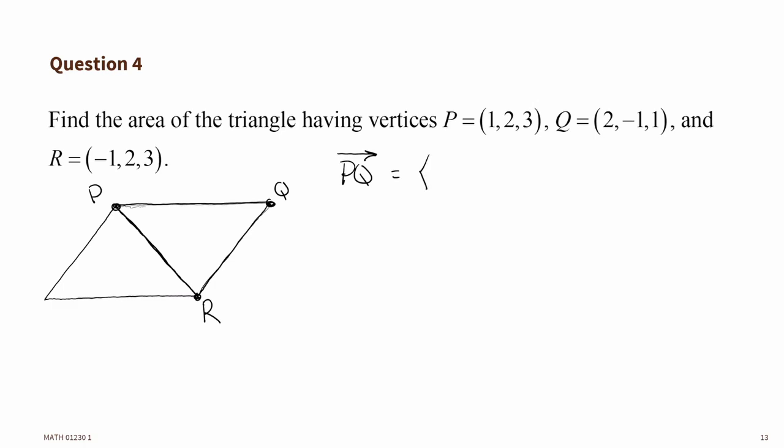PQ. I think I actually did it in my notes. Not that it matters, but I did QP to keep the same initial point. We're going to wind up taking the magnitude anyway, so the magnitude would be the same regardless. So what's QP? Keep the same initial point for the two vectors. What's QR?